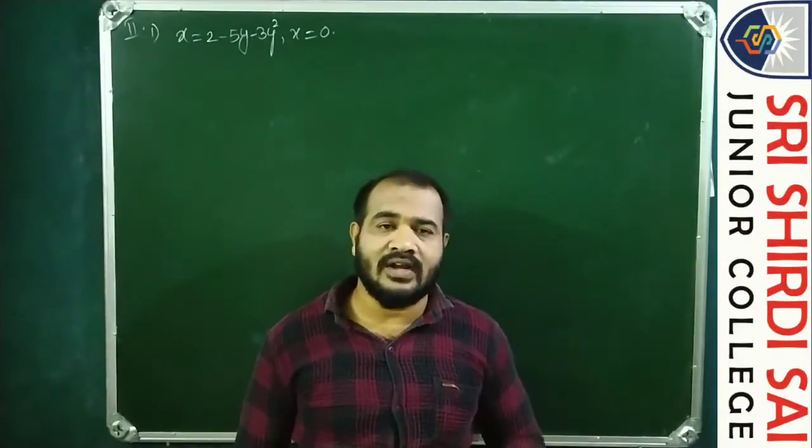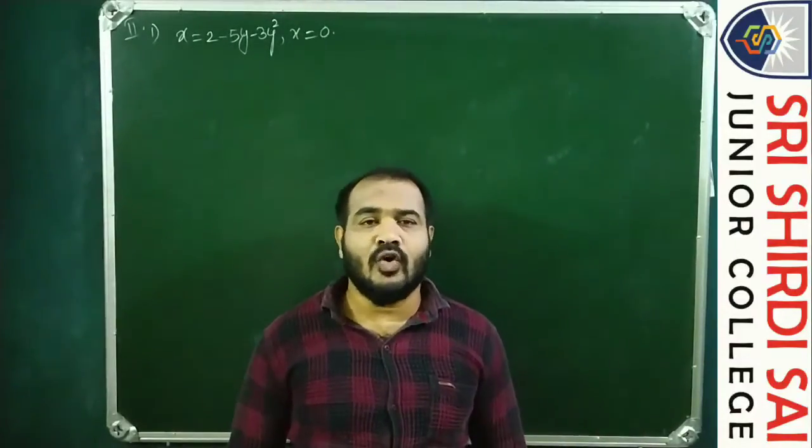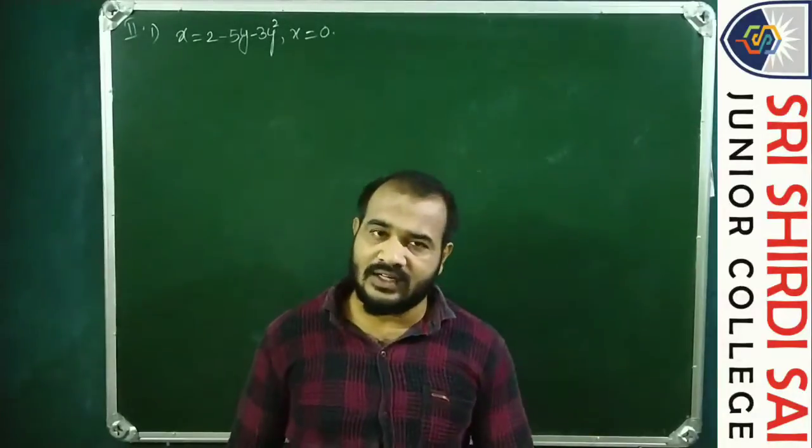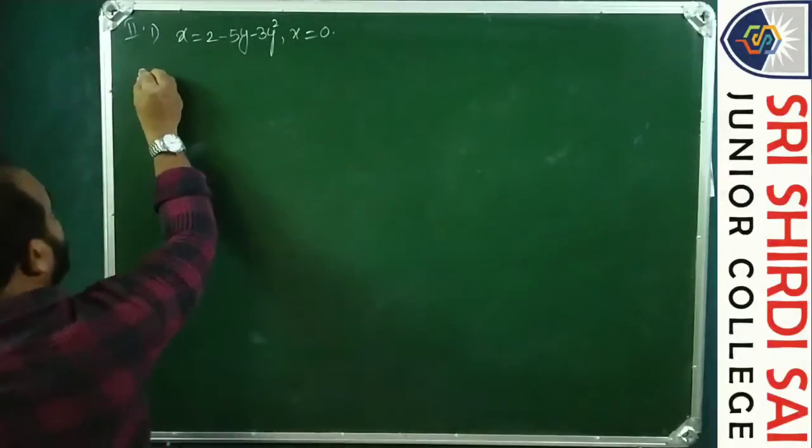So finding the vertex was a little bit easy, we get 4 comma 0. But here it is a little bit complicated, so first let us try to solve it. Okay, let us try to simplify it.